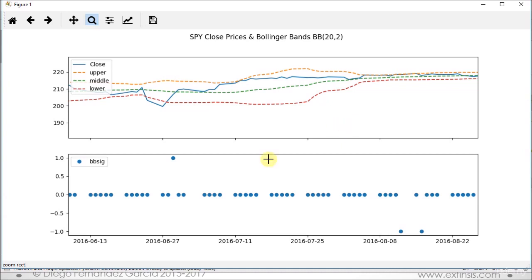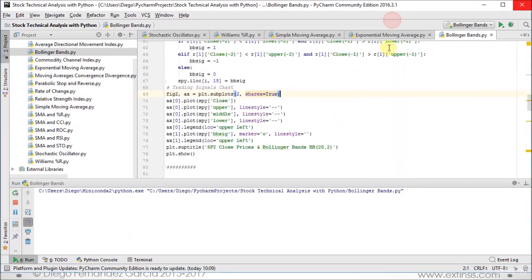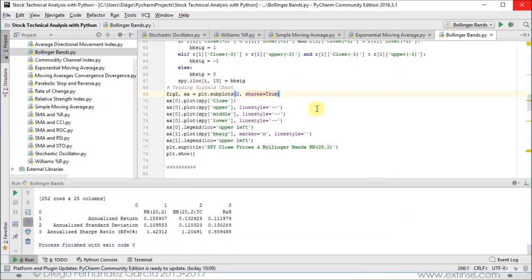As always, if you focus on the bottom left hand corner here and use your mouse pointer, you can see the precise value of the coordinates within the chart. So this is how Bollinger Band trading signals work. So let's close this chart. We also close this one and the last one, which we'll study later on.